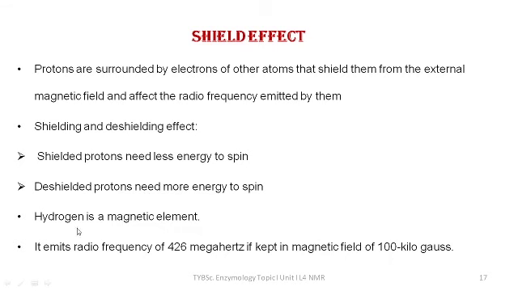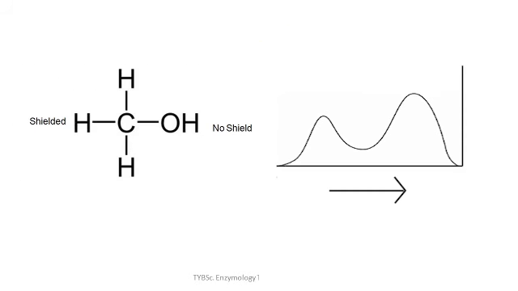For example, hydrogen is a magnetic element. Normally, it emits a radio frequency of 426 MHz if it is kept in a magnetic field of 100 kilogauss. But depending upon the number of electrons and the type of atoms that are adjacent to hydrogen, the radio frequency that it is going to emit is going to change. And this helps us to determine the structure of a complete compound.